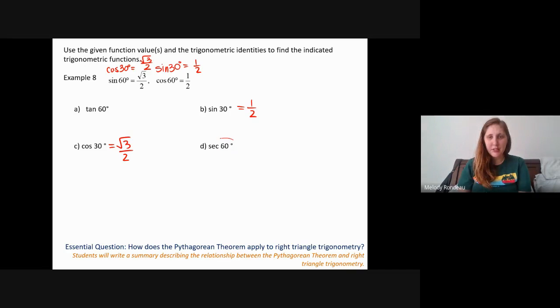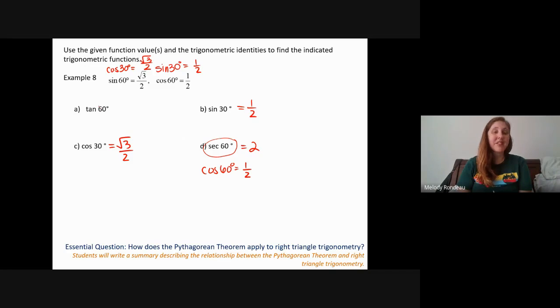And then I have secant 60. Remember, secant is the reciprocal of cosine. So if cosine of 60 is 1/2, my secant would be 2, because those are reciprocals. And notice it has to be matchy-matchy angles when you're doing the reciprocal. Okay? All right. Then the last one, tangent, is the one that's the trickiest.